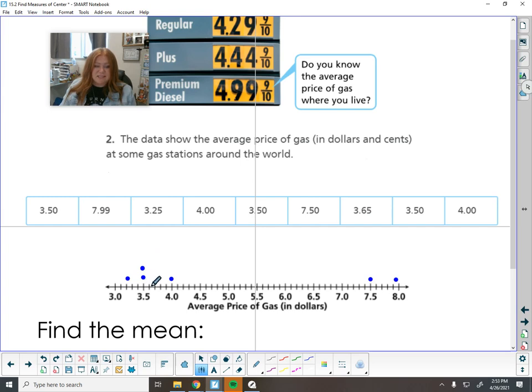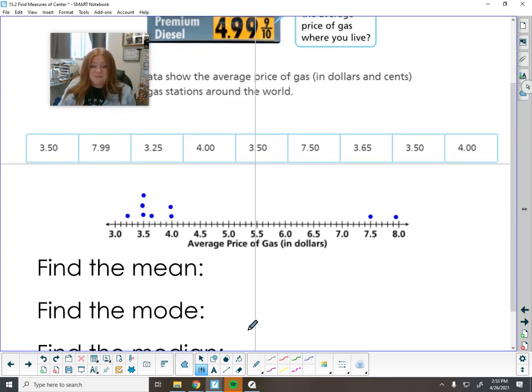$3.65, right? Here's 3.60, so 3.65 is kind of right in the middle there. Another 3.50, and another $4. So now we want to find the average here.